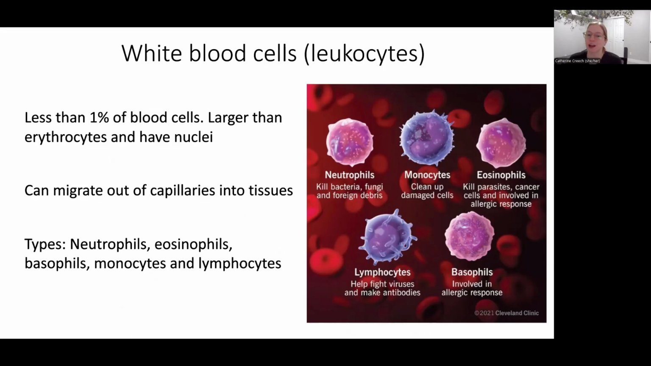We have 5 types. We have neutrophils, which are hunting for foreign particles to destroy. We have monocytes, which we're going to use to clean up damage. We have eosinophils, which are going to be used to kill parasites and cancer cells and are also involved in allergic responses. We have lymphocytes, which are going to be used to make antibodies. And we have basophils, which are involved in allergic response.